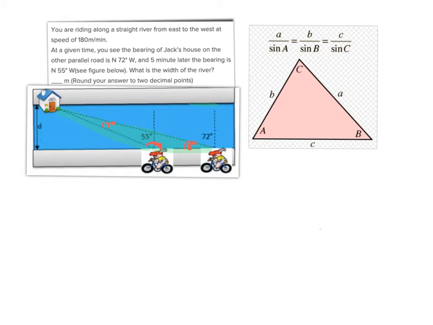Additionally, we know that we're traveling at 180 meters per minute. So we're traveling at a rate of 180 meters per 1 minute, and we're traveling for 5 minutes. We have minutes in the numerator and minutes in the denominator. They cancel out. They give us an answer in meters, which is a distance, and 180 times 5 is 900. So 900 what? 900 meters. That's the distance between here and here. Now we have enough information using the law of sines to find this distance right here.